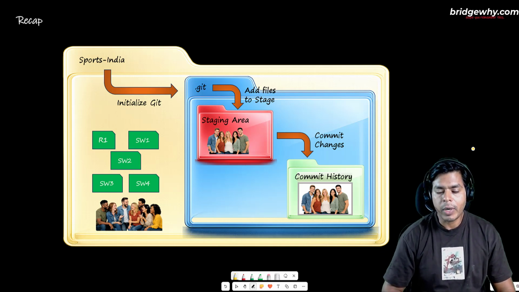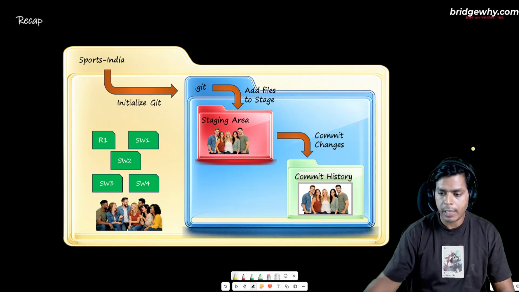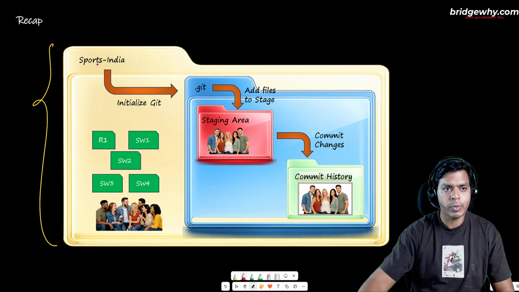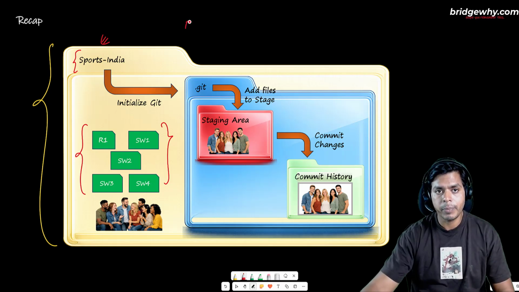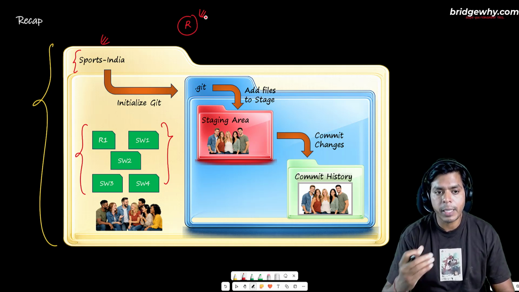So if you were not in the last class, this is the whole summary of it. We started with a yellow color folder and we named it Sports India, because it represents the Sports India Network. It has 5 different files: R1, switch 1, switch 2, switch 3, switch 4. And Mr. Rahul's problem was how he is going to version control it, how to take a snapshot of all these 5 files.